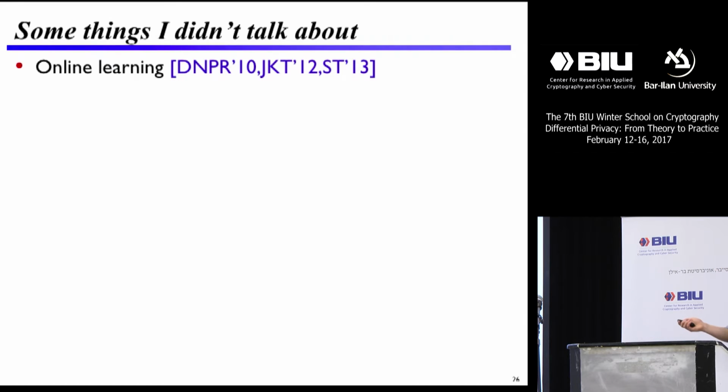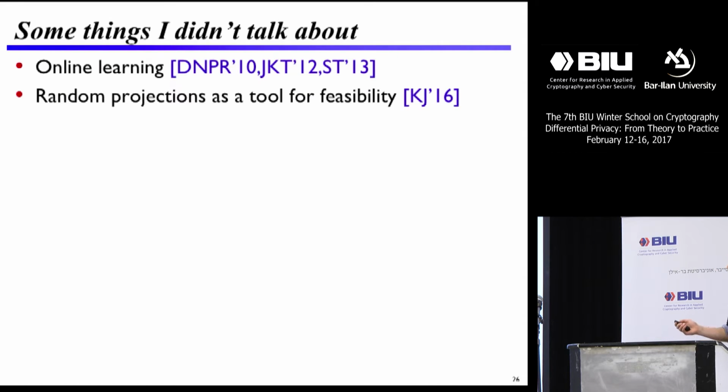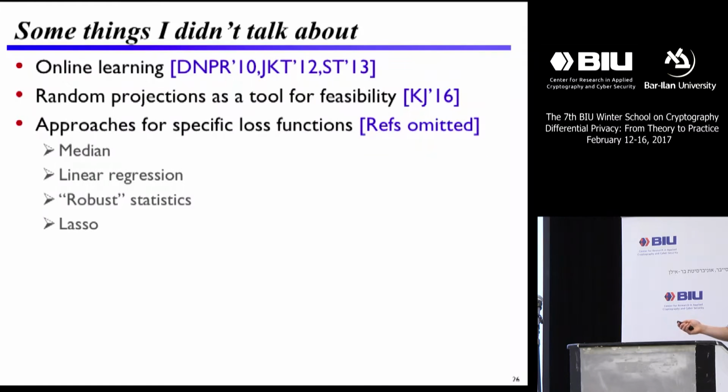There's lots of work on online learning, and a number of nice papers on using random projections to compress the data to a more compact representation, which has some benefits for privacy. I don't have all the citations on the slide. There are also a whole pile of papers that I can't even hope to cite on designing algorithms that are highly tailored for very specific optimization problems.